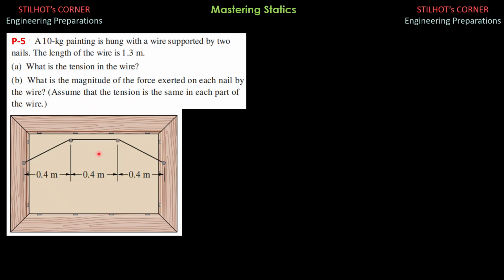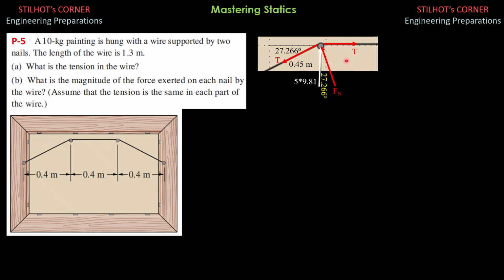So the tension here is equal to the tension here and in this portion. And we have to take note that the length of this wire is equal to 1.3 minus 0.4, so 0.9 divided by 2 because we have two slanting parts of the wire, so 0.45. Then we can compute the measure of this angle here as shown in this free body diagram. Because the mass of the painting is 10 kilograms, this mass should be transmitted to each of the nails equally.